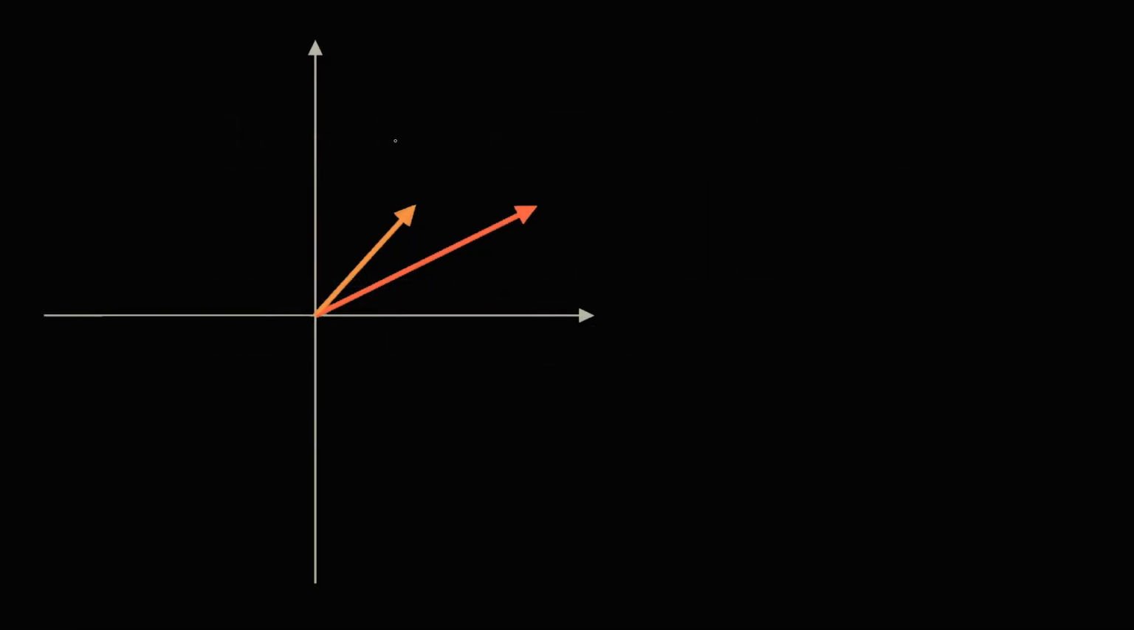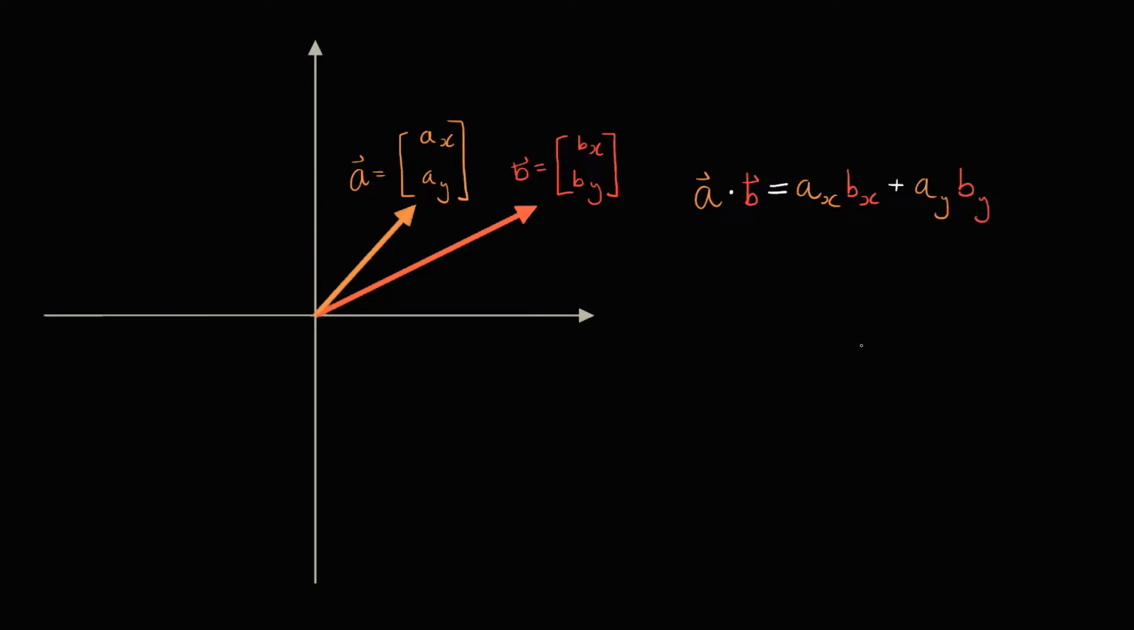So let's talk about how we would compute it in Cartesian coordinates. Let's say that this vector is a, and it goes along a distance a sub x in the x direction and a sub y in the y direction. We'll call this vector b, and say it goes along b sub x in the x direction and b sub y in the y direction. So our dot product, a dot b, is given by our two x coordinates multiplied together, added to our two y coordinates multiplied together. Notice again that we're giving in two vectors and we're getting out one number.